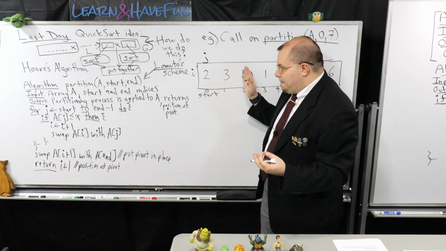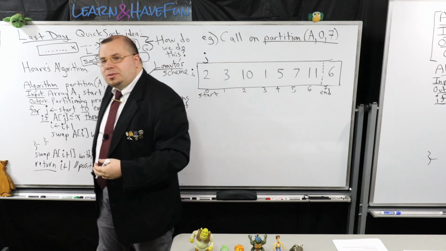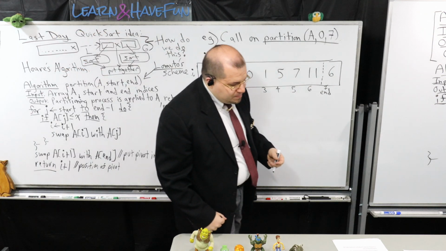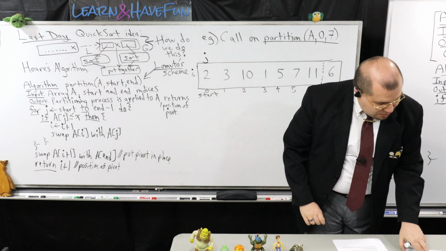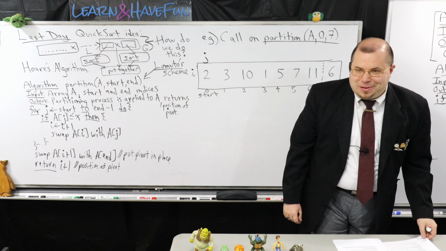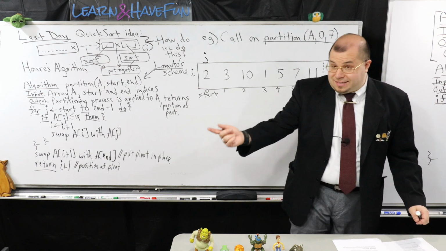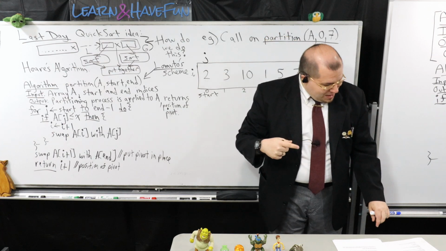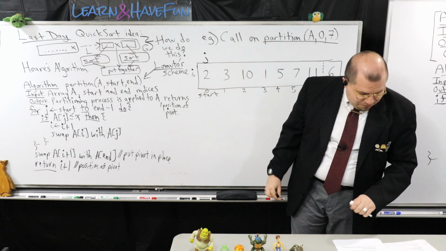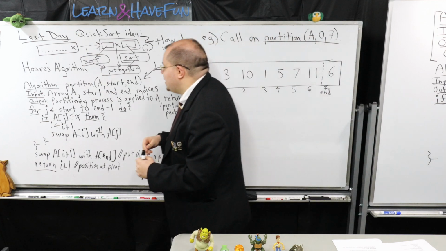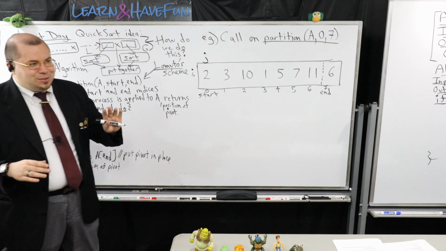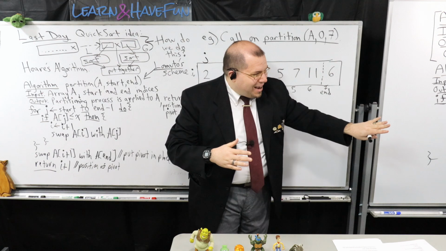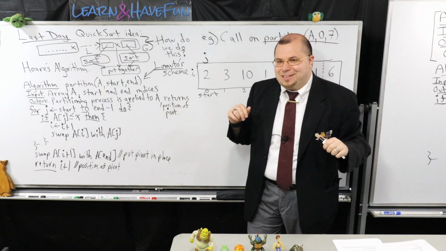But here's the thing. There may be other indices that come along that are bigger than the pivot. But I would like those to stay on the right side of my pivot at the end of this process, right? So the one thing I have to be careful about is I need to make sure that all the ones that are bigger than the pivot stay on the right side of all the ones that are less than or equal to the pivot.